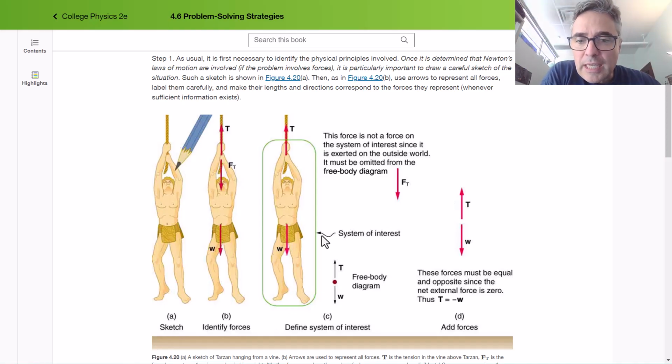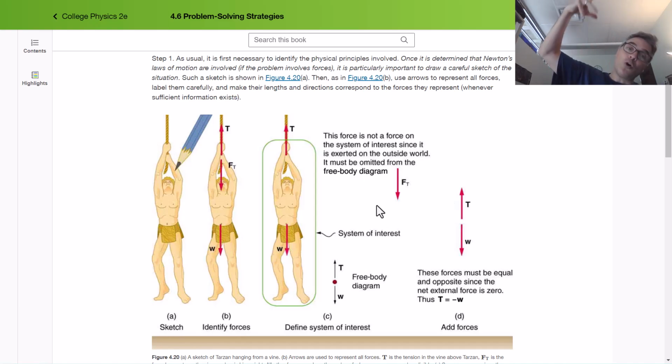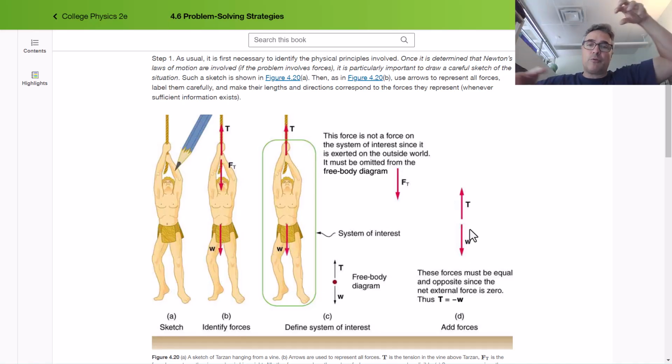If you're interested in Tarzan, and he's pulling downward on this rope, then what you would say is that since he's pulling downward on the rope, he's the system. So this force that he's pulling down is not a force on the system of interest, since it is exerted on the outside world. He's pulling on the rope, and that's not part of the system. So you don't draw it on the free body diagram. All you draw is that upward force of tension and the downward force of gravity. So the outside world is outside the system, exerting forces on whatever you define to be your system of interest.